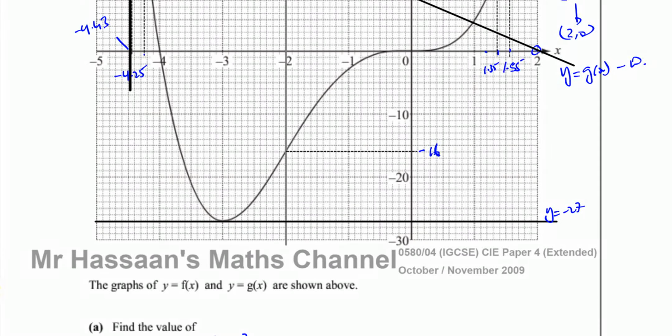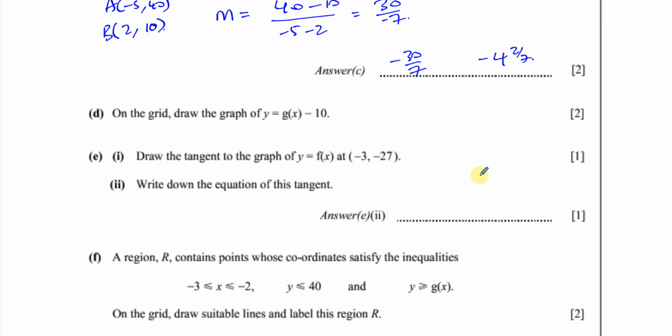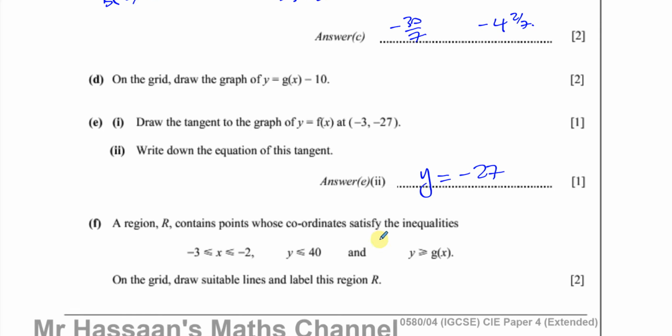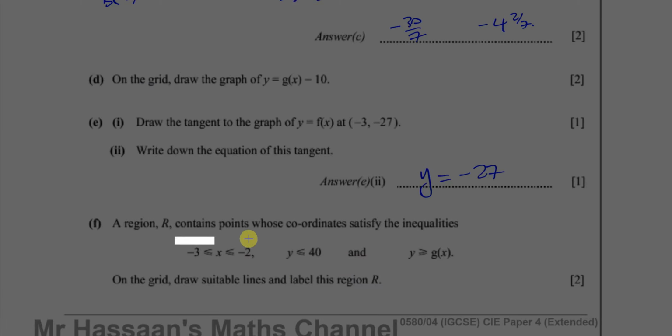Okay, so the question said, draw the tangent to the curve. Done that. The equation of the tangent is y equals minus 27. That was quite simple. And then it says a region R contains the points whose coordinates satisfy these inequalities. We've got to draw suitable lines and label this region.